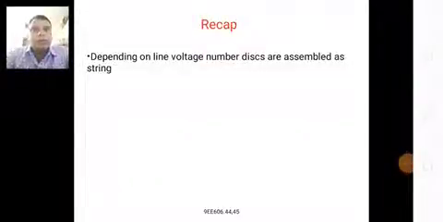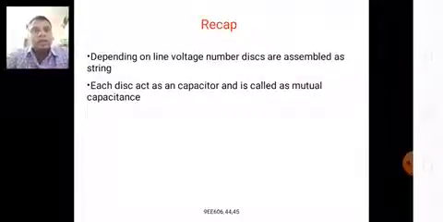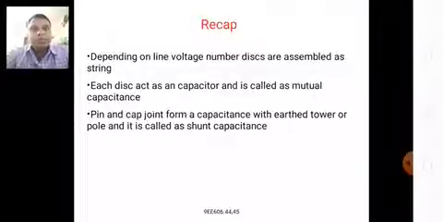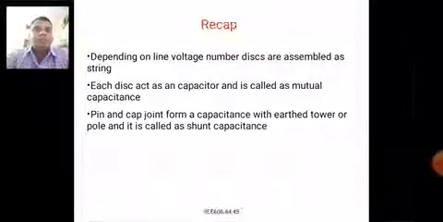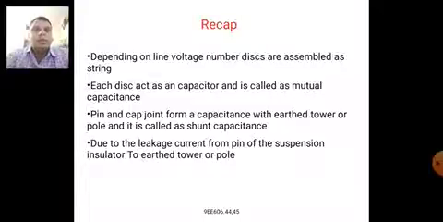Hey, good evening, everyone. Last class we discussed that, depending on line voltage, a number of discs are assembled as a string, and each disc acts as a capacitor, called mutual capacitance. The pin and cap joint form a capacitance with the earth, tower or pole, called shunt capacitance, and this causes leakage current from the pin of the suspension insulator to the earth tower or pole.